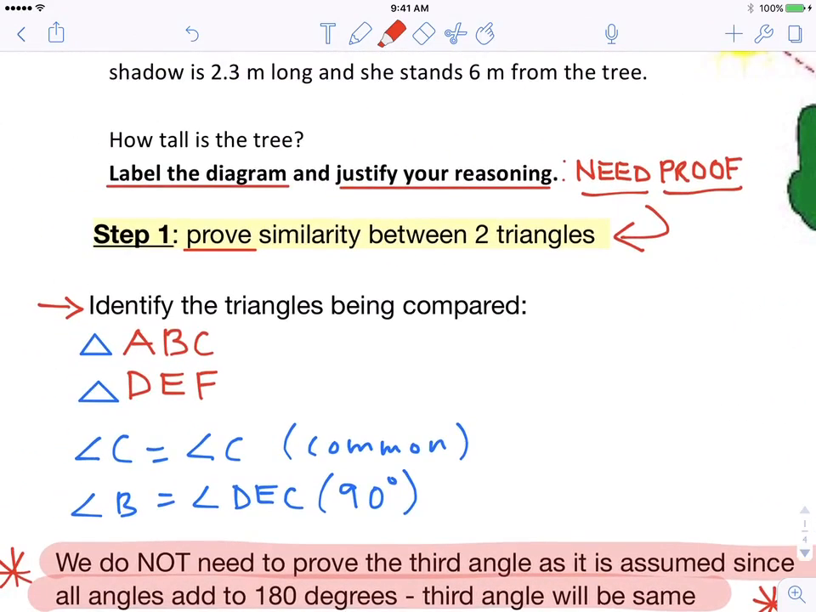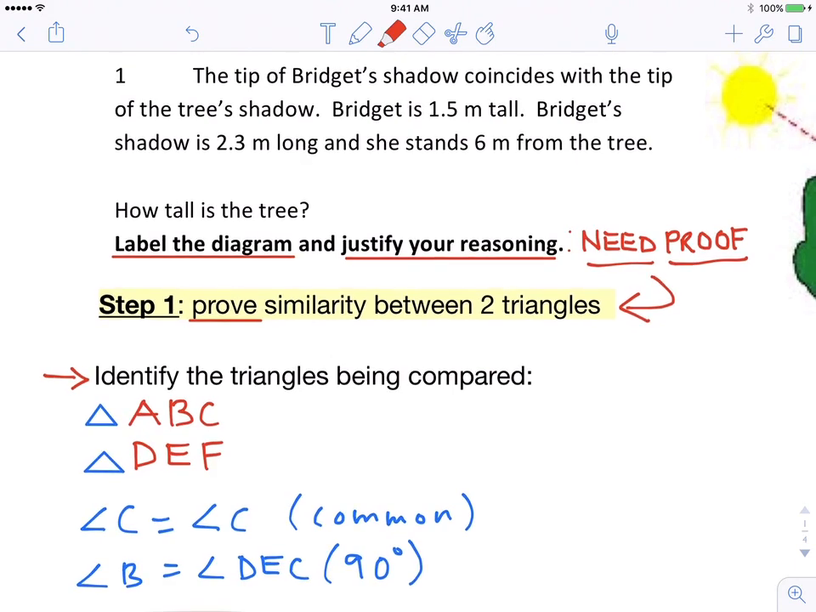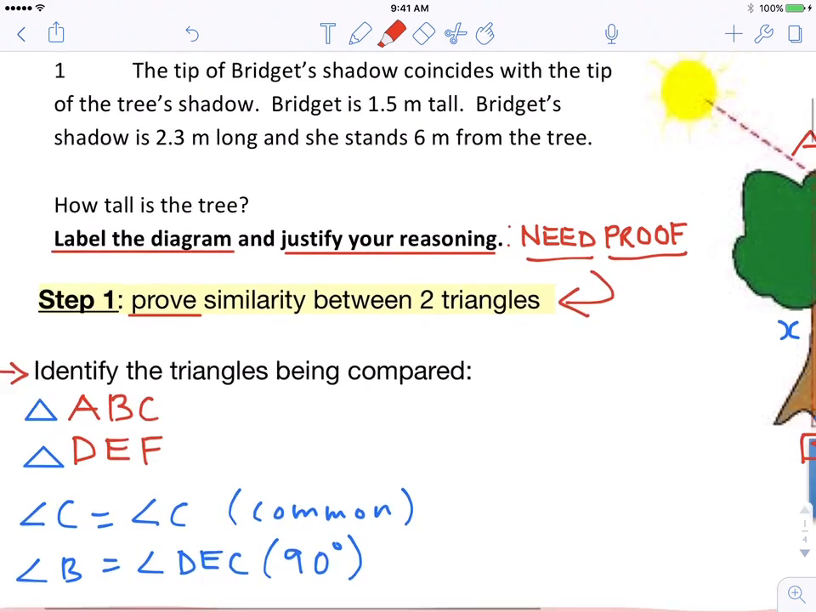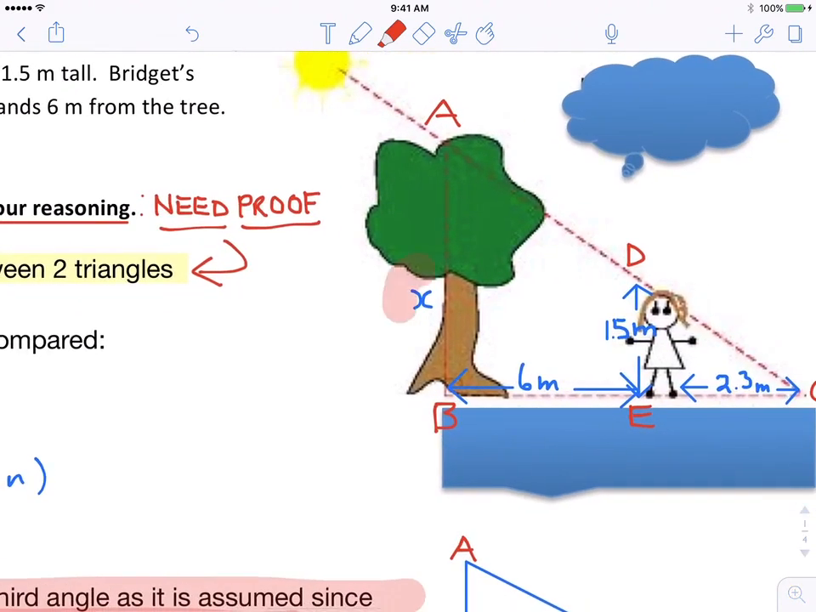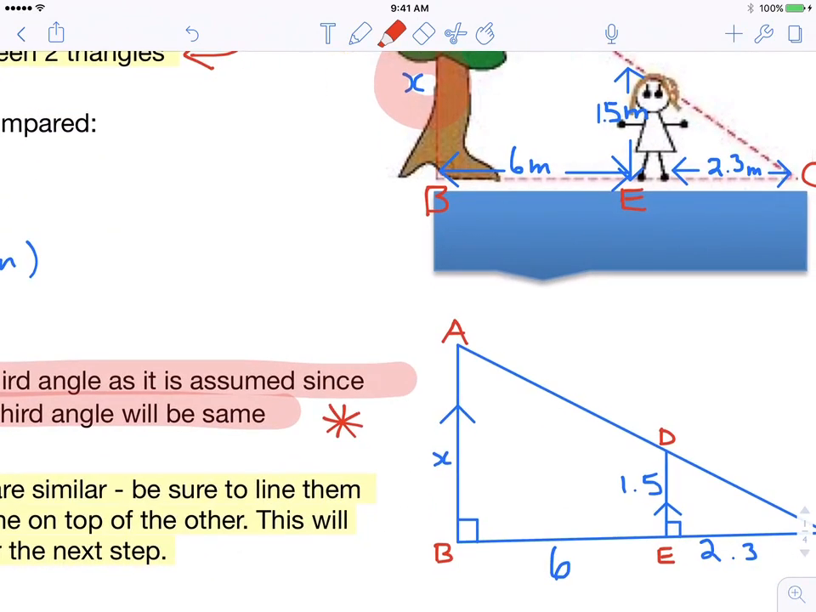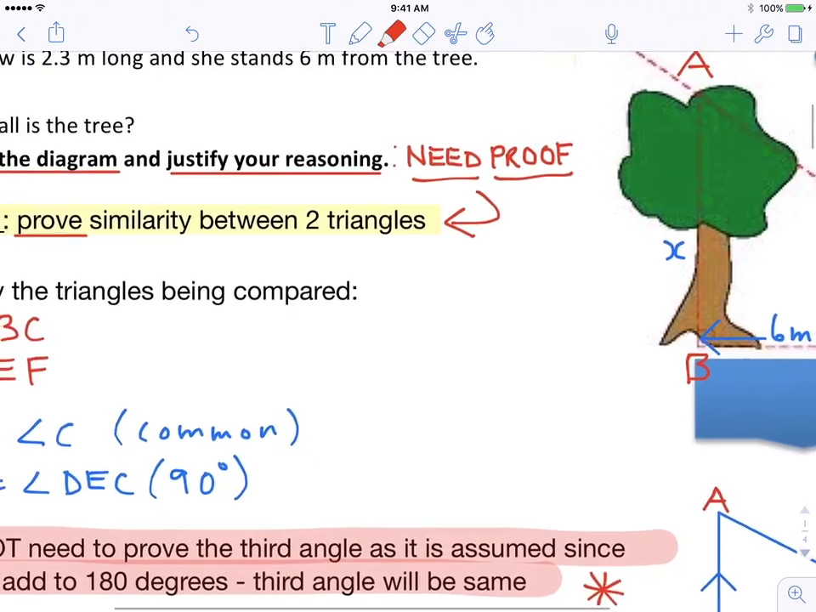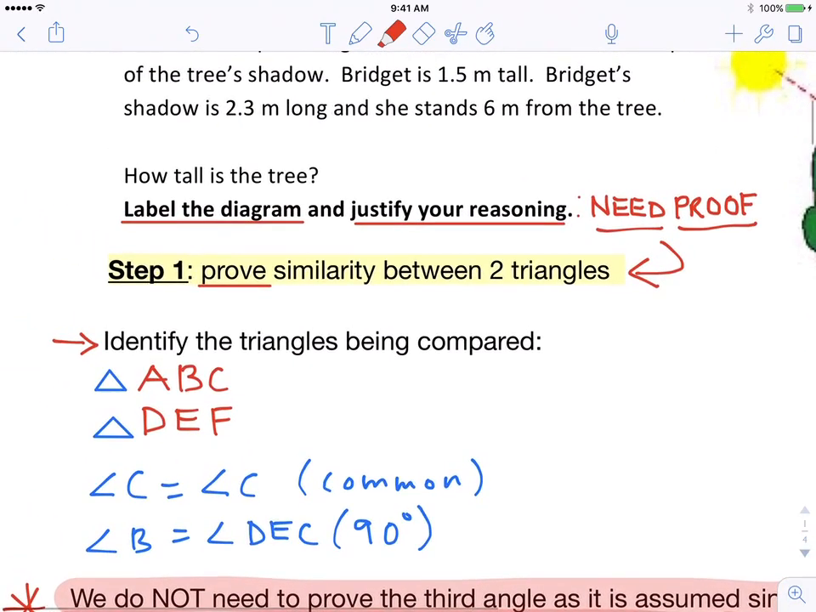I've also highlighted the question: how tall is the tree? That's why I labeled this area right here X, and on this diagram I've labeled it X here as well. So we want to know how tall the tree is. Step one, you want to prove similarity between the triangles. We need proof because the question is asking us to justify our reasoning.